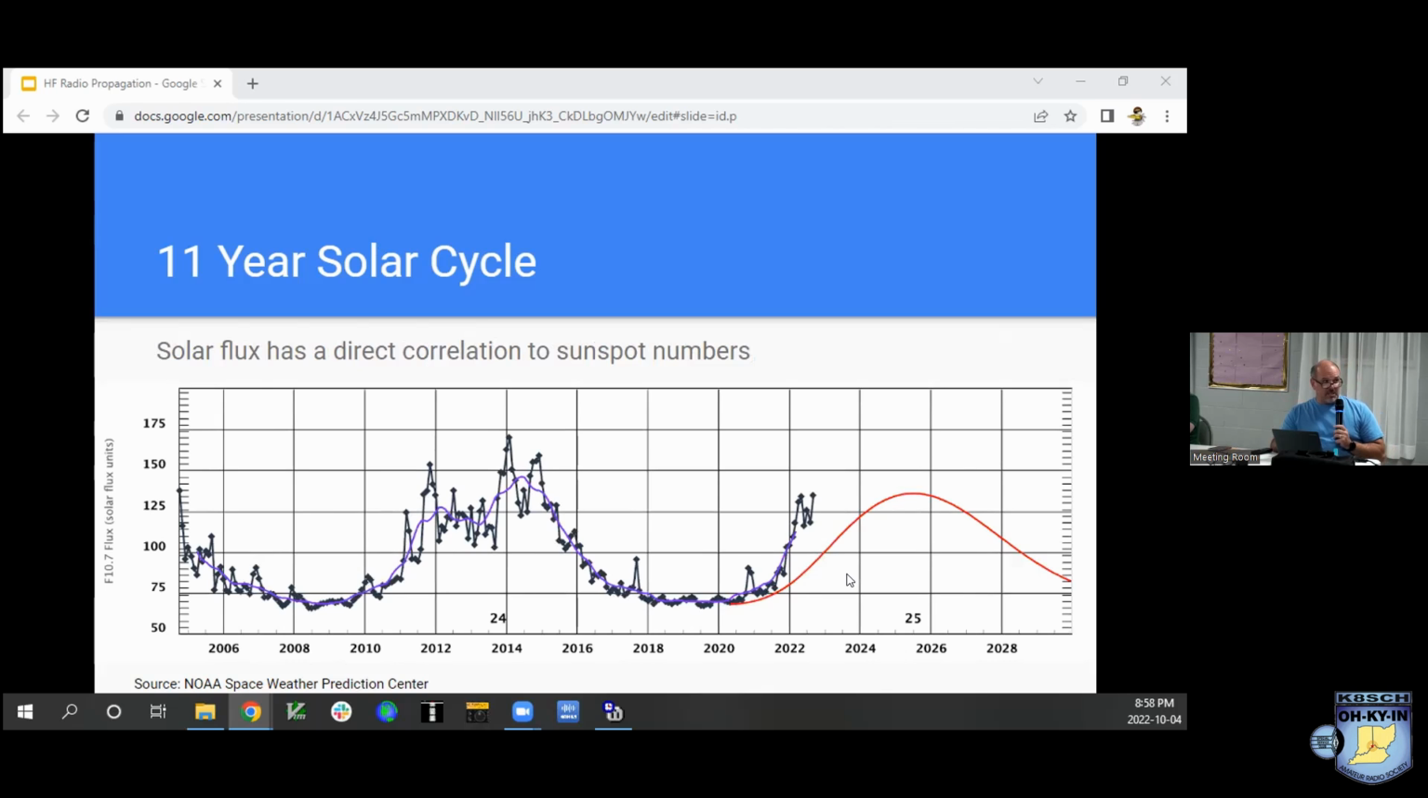So as I said before, solar flux has a direct correlation to the sunspot number. We started measuring solar flux in the early 2000s. And as you can see, this is us right now. That's not too shabby.